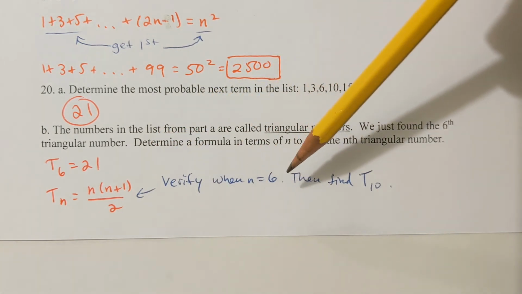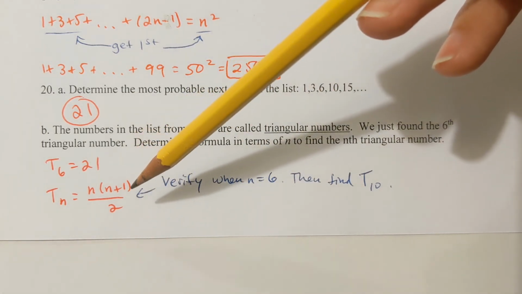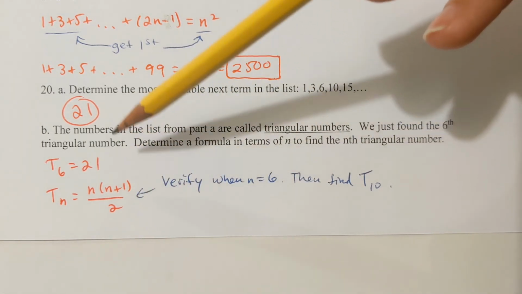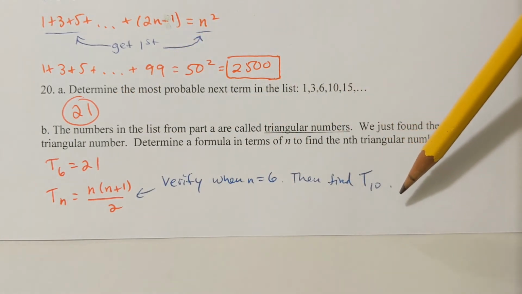Okay, let's verify that when n is 6. If n is 6, I get 6 times 7, that's 42, divided by 2 is 21. Okay, what if n is 10?